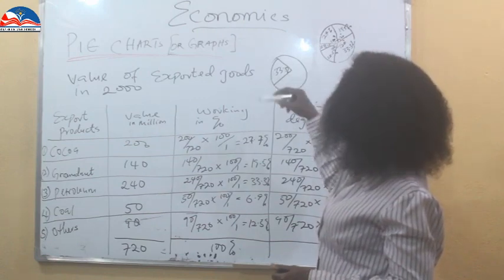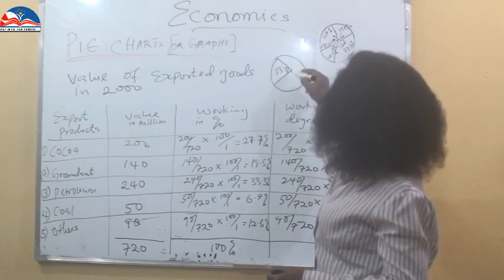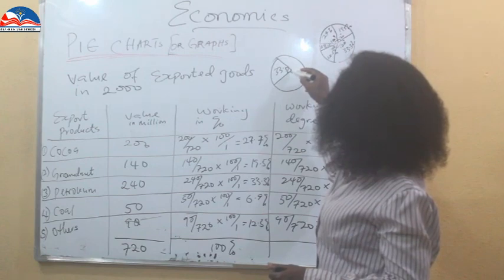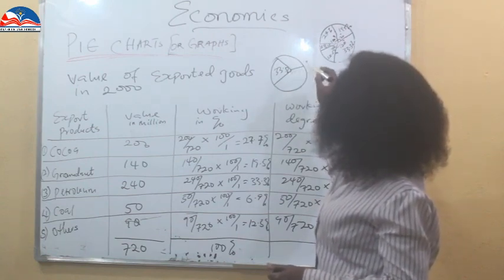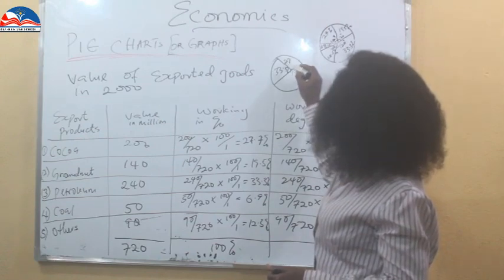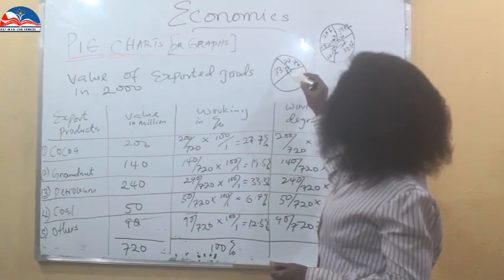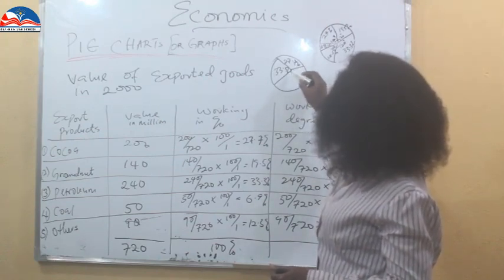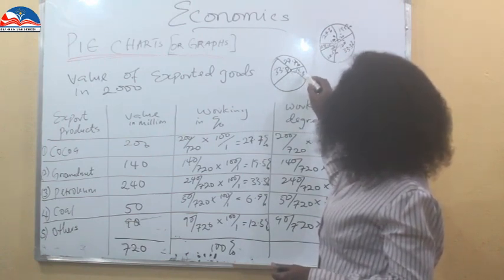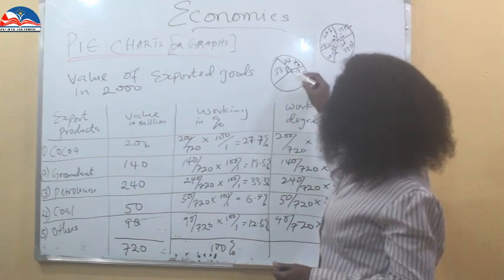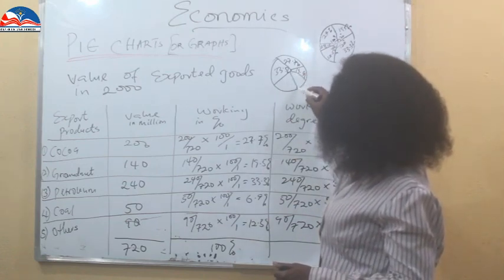33.5%. This is 27. You can come here and say this. It's your 27. This is more than the other one. You can say this is your 27.7%. And you can come here and tell me that this is your 19.5%. You can come here and tell me this is your 12, and this is your 6.9%.